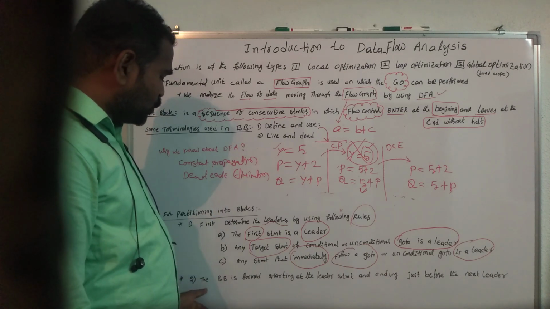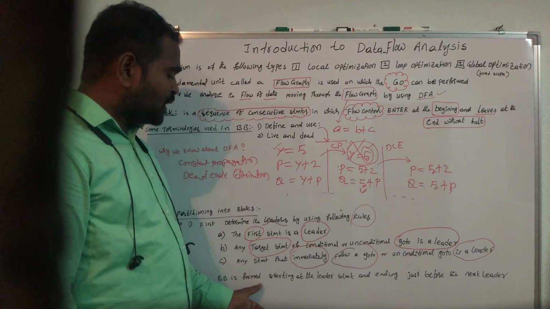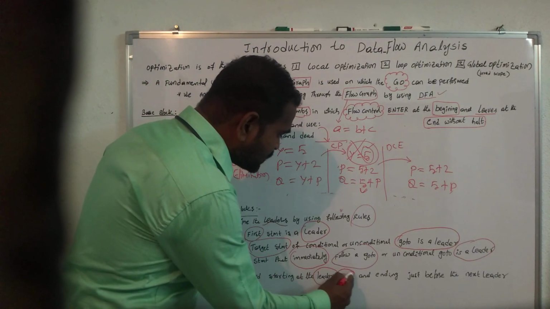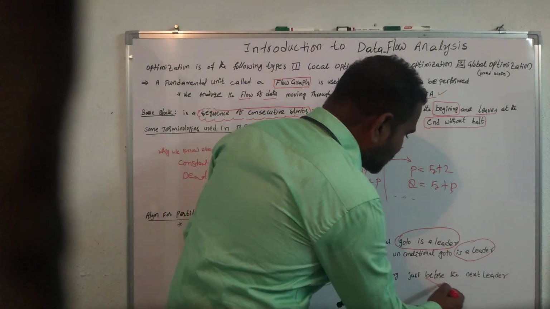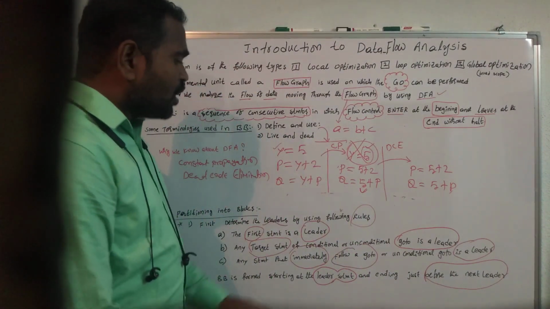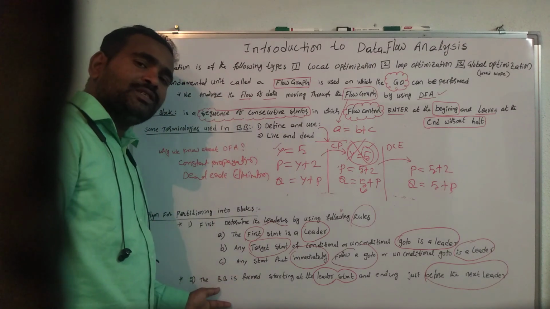That is step 2. In step 2, what happened? A basic block is formed starting at the leader statement and ends just before the next leader. So by using this rule, you can form the basic blocks.